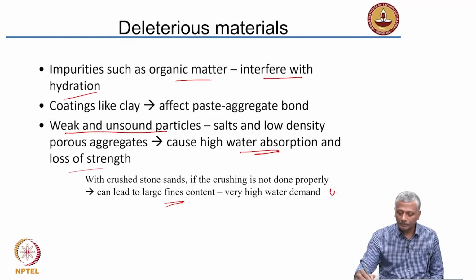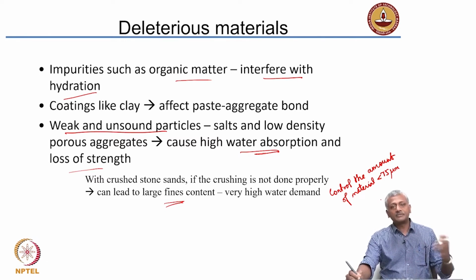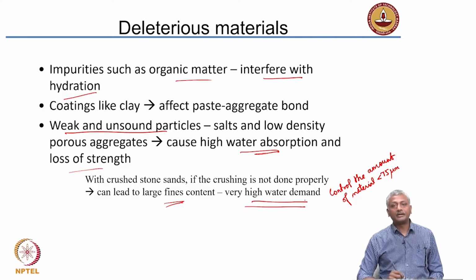So, you need to control the amount of material which is lower than 75 micron in size, because that may be silt or clay. What will happen if that comes into your concrete from the sand, it will start increasing your water demand tremendously, and you will get a lot of problems in controlling the quality of your concrete. Okay. So, that is one thing you need to be worried about when you start using crushed stone sand.